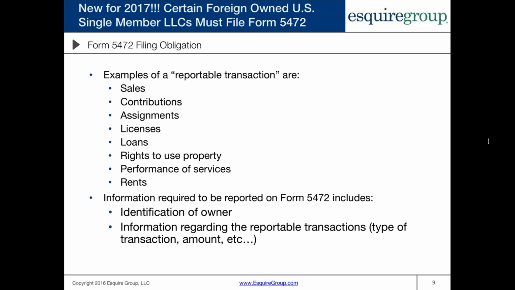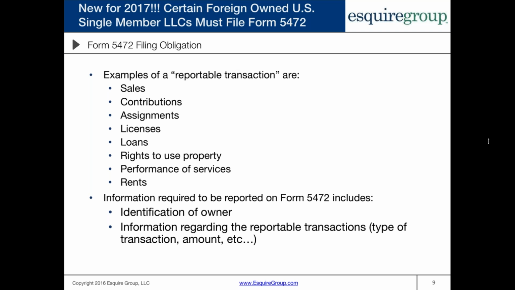But let's take a look at some of these examples because they could be more far-reaching than many people realize. So, for example, sales. If the U.S. LLC buys anything from its foreign owner or foreign related party, that would trigger a 5472. Or vice versa, if the foreign owner or related party purchased anything from the LLC.